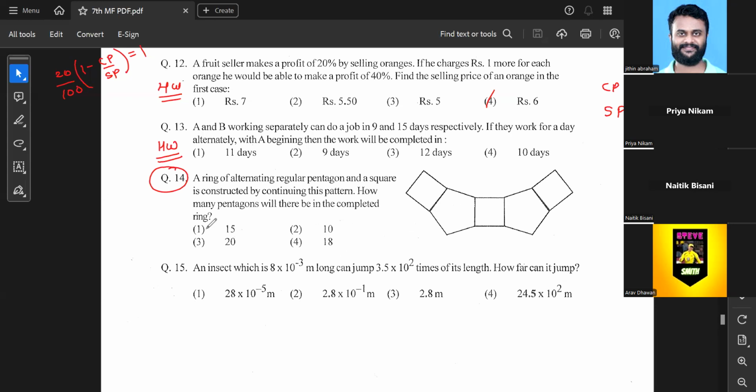Now, let's go to the 14th problem, dear children. So in the 14th problem, a ring of alternating regular pentagon and a square is constructed by continuing this pattern. How many pentagons will be there in a complete ring? So let's find in each set how much of angle is covered. Okay.